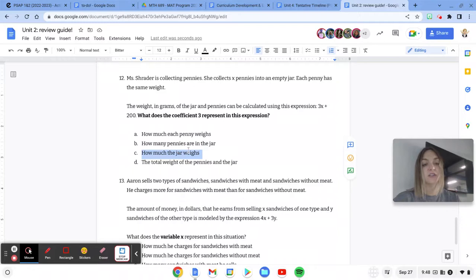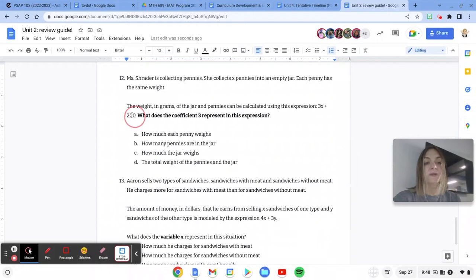C is how much the jar weighs. Well, if 3 is next to X in the expression, that's not going to tell me how much the jar weighs because I only have one jar, and I know that X is the number of pennies in the jar. And then D is the total weight of the pennies and the jar.